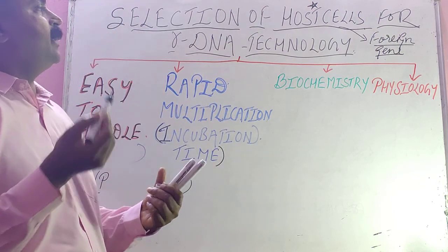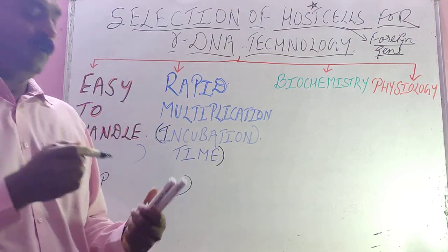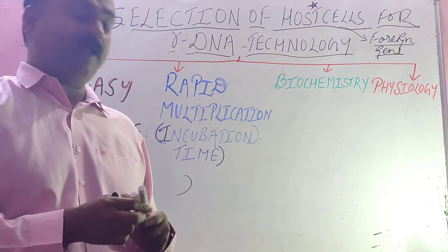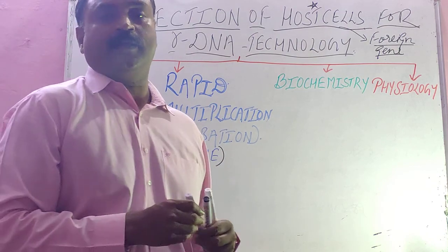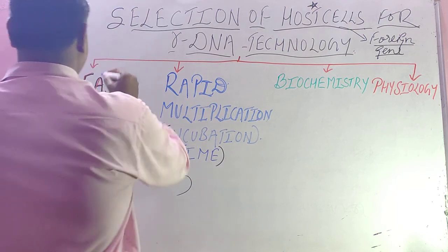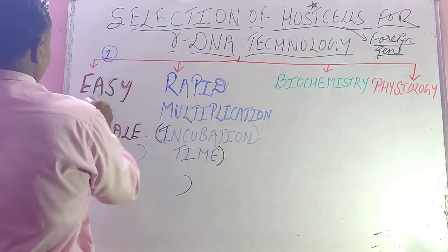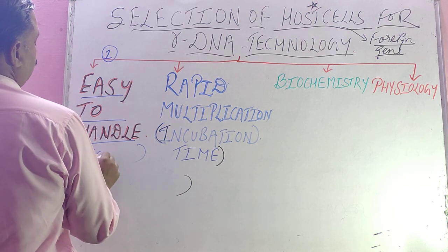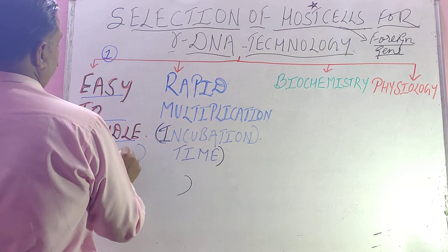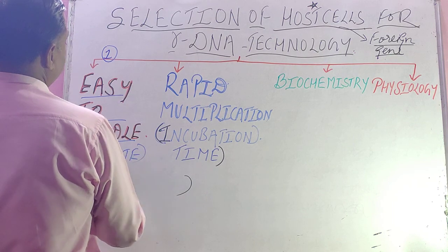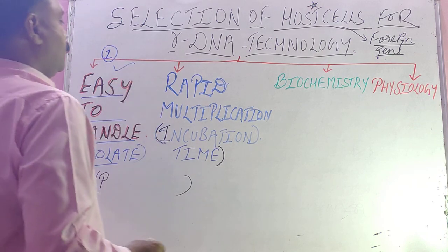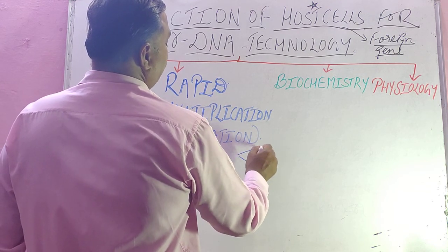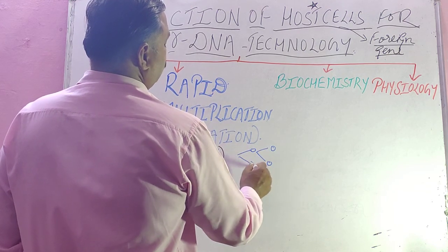Now what are the criteria for selection of host cells? We cannot select eukaryotic or prokaryotic host cells blindly. There are some criteria. The first criteria is it should be easy to handle. It should be easy to handle and isolate. This is the first criteria. Then it should multiply rapidly. It should multiply very fast.